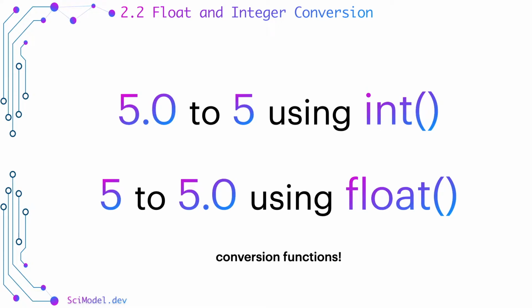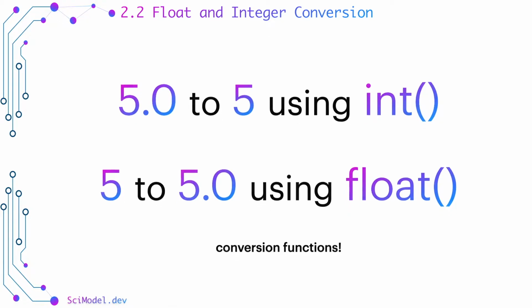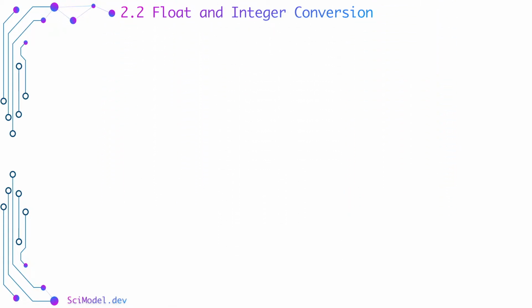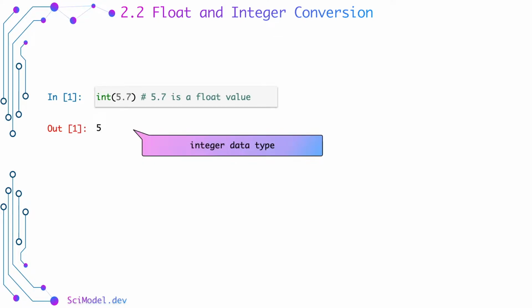Now, Python allows you to convert between floats and integers using the float and int functions. To see them in action, suppose you want to convert the float number 5.7 to an integer. The int function will strip away the decimal part of the number and maintain only the integer. So using int of 5.7 will result in 5 only.